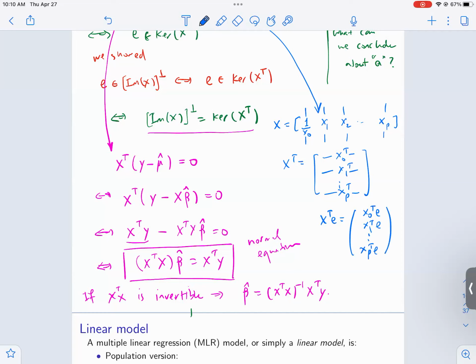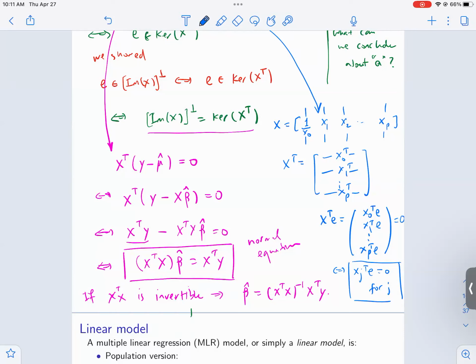So saying that this is equal to 0 is equivalent to saying that X0 transpose E is 0, X1 transpose E is 0, XP transpose E is 0. Another way of saying the same thing is that XJ transpose E is 0 for all J. Basically, you're saying that E is orthogonal to every column of X. That's equivalent to being orthogonal to the image, because the image is constructed from these columns. So being orthogonal to the image is equivalent to being orthogonal to each one of these columns. And X transpose E being equal to 0 is exactly saying that E is orthogonal to every column.